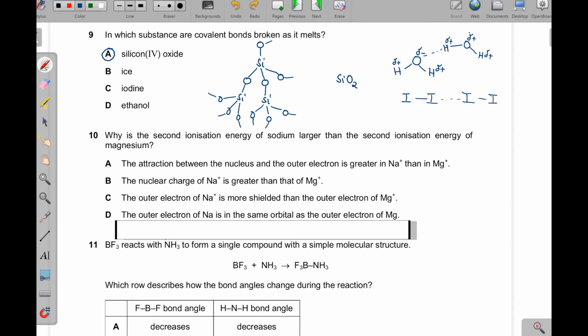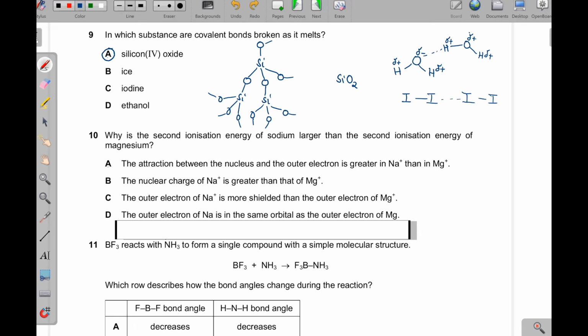Then in ethanol, just like this one for water, there is going to be hydrogen bonding, and you are also not going to break the covalent bonds between the carbon and the hydrogens and the oxygen in the molecule. So that means this one has to be off. So the answer has to be A.